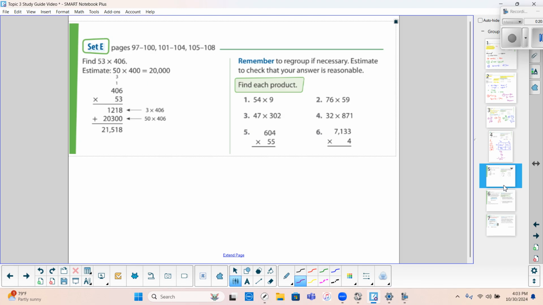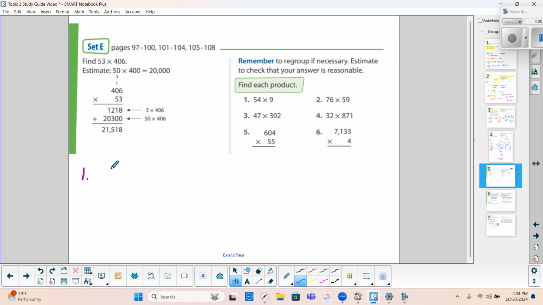All right, for set E, remember to regroup if necessary. All right, so they want you to first estimate to see if the answer is reasonable and then calculate the answer, right? I'm going to do that for some, and some of them I won't necessarily do that for. So this is about, well, let's look at number 1.